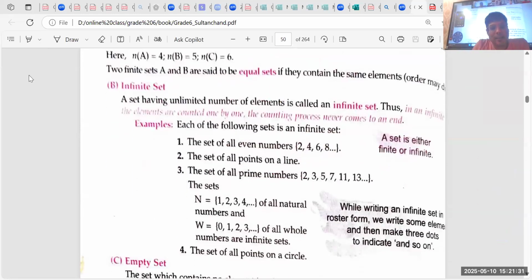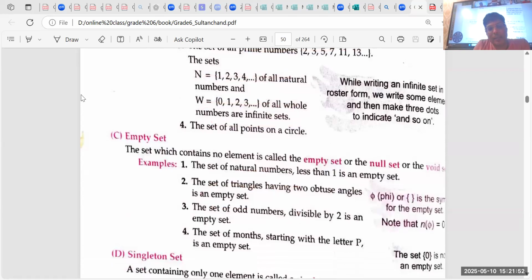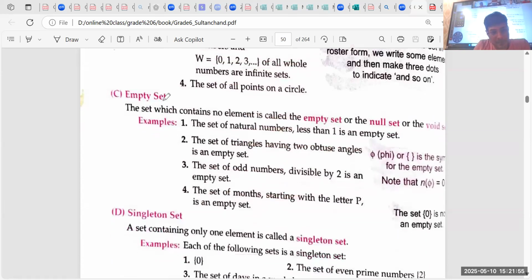So infinite set, a set having unlimited number of elements is called an infinite set. So each of the following sets is an infinite set. Set of all even numbers, set of all points that lie on a line, set of all prime numbers, set of all natural numbers, set of all whole numbers. The set of all points on a circle. They are infinite.